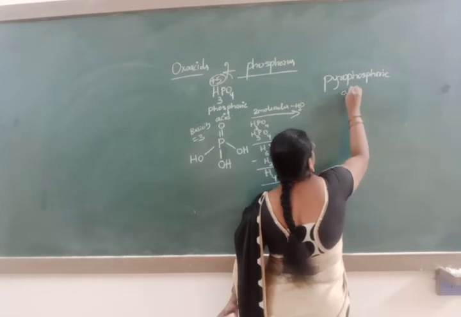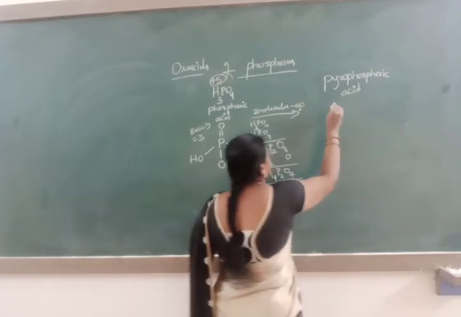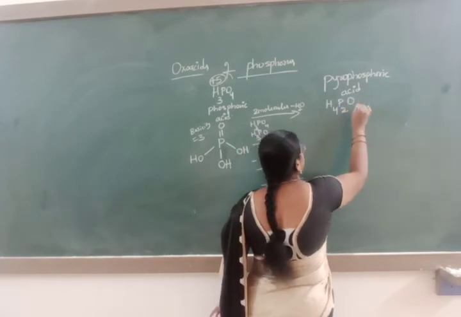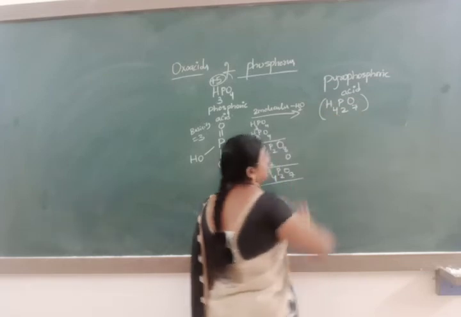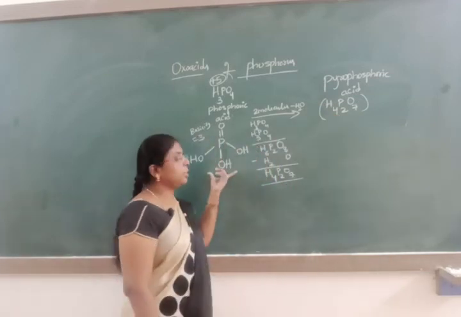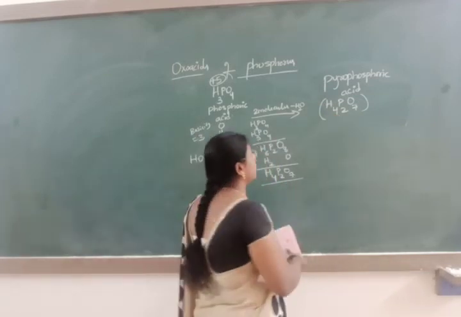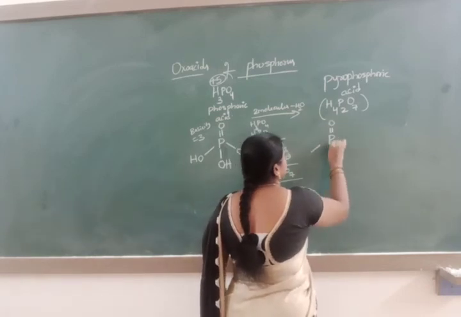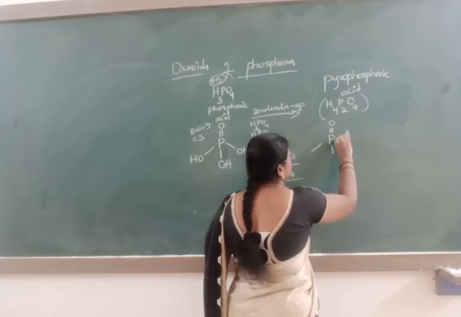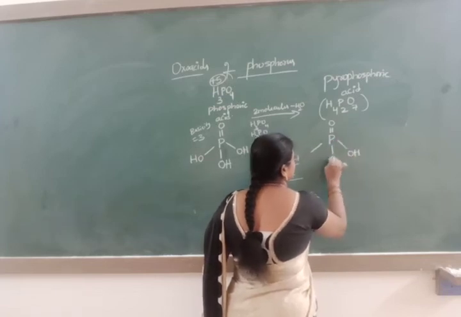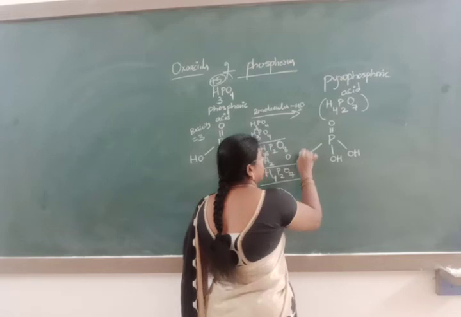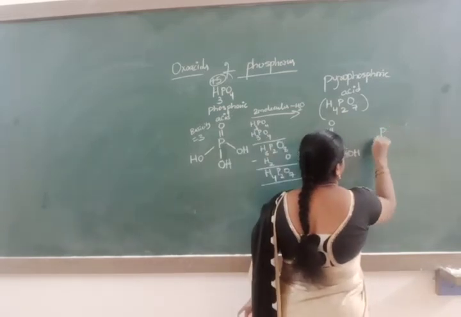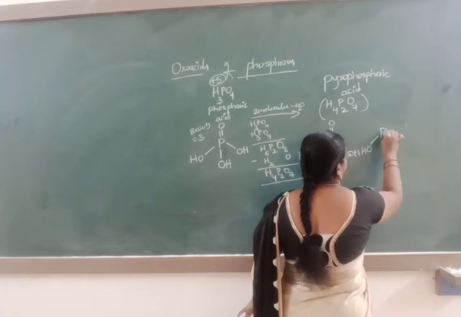Pyrophosphoric acid. The formula for pyrophosphoric acid is H4P2O7. We can write it as 2 molecules of phosphoric acid, and remove one water molecule from them. 3 OH groups are there, right? Another molecule, I will write it here. This one phosphorus, OH.